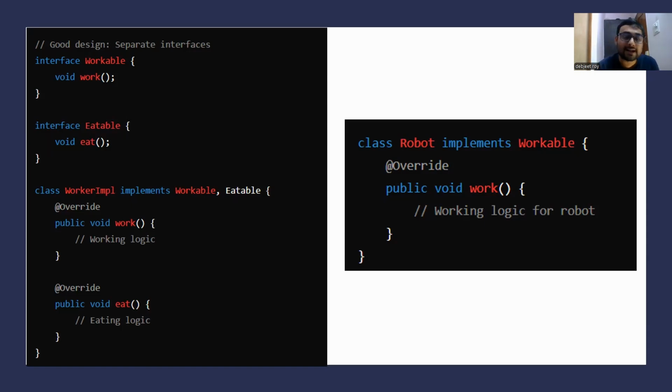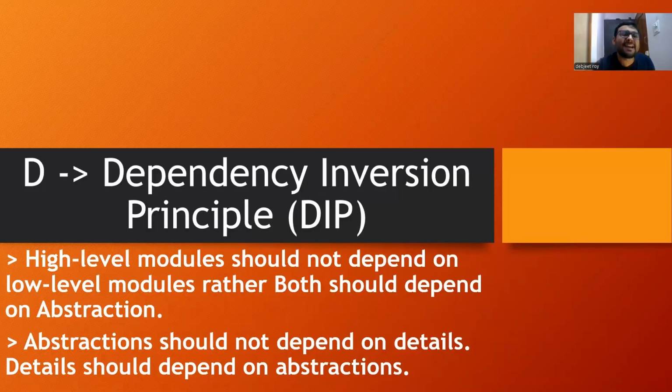Now let's jump on to the last design principle, which is the D, dependency inversion. From the name itself, we get to know what this is: we are inverting the dependency. The best example is Spring Boot. There the inversion of dependency happens, where we are not creating the object; rather, we are instructing the Spring container to create the object for us and inject it as and when required. That is basically the dependency inversion principle.